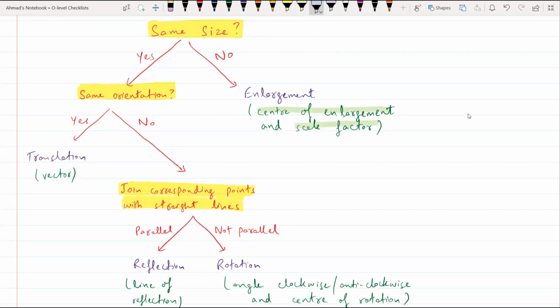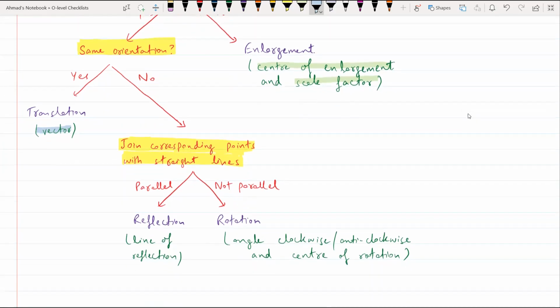अगर size same रह रहा है, फिर आप चेक करोगे क्या orientation same है, direction same है, क्या आपको लग रहा है कि फिगर उठा के बस आपने दूसरी जगह प्लेस कर दिया? Is it just a shift? If that is the case, then that is translation. उसका आपने translation vector से बताना होता है vector क्या है. If that is not the case, अगर उसकी orientation या direction change हो रही है, तो फिर क्या है? It's either going to be reflection or rotation. किस तरह से identify करोगे? Corresponding points को आप join कर दोगे straight lines के साथ. If they turn out to be parallel, that's a reflection.